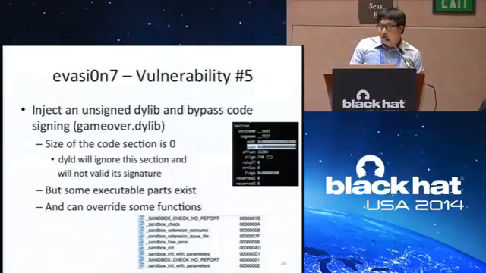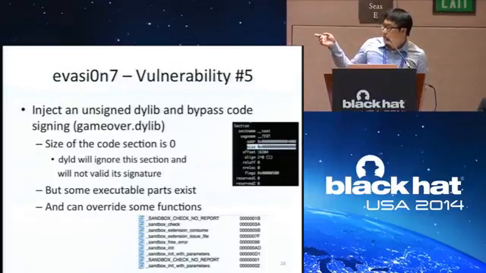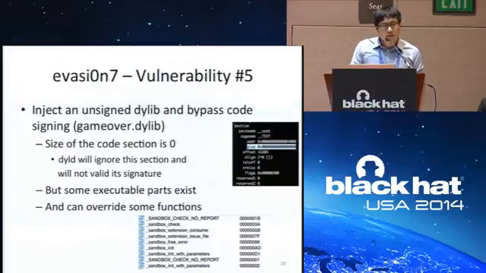Although there will be no codesigning code section because the size is 0, some of the header of the Mach-O file will be mapped into the same executable memory region. So having a function export table, such as the figure at the bottom, the dylib can override some functions. So Evasion 7 has overridden the very critical functions on the sandbox invocation. So the dynamic library could nullify the sandbox.